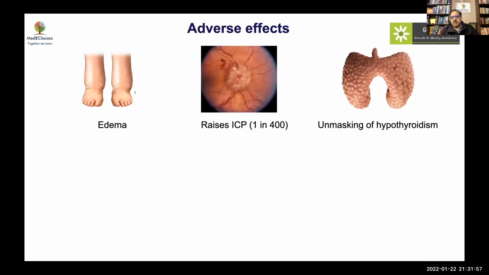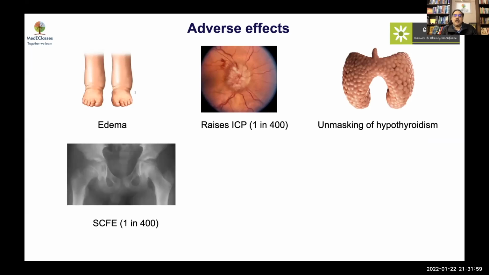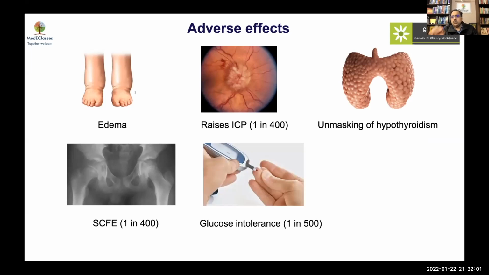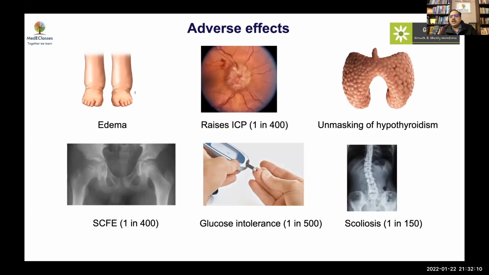There may be an unmasking of hypothyroidism, which may happen. Again, slipped capital femoral epiphysis. Glucose intolerance, again more common, but none of these have developed frank diabetes. So don't worry about this. Monitor glucose if required, and scoliosis may worsen. So be more cautious in terms of overall situations.